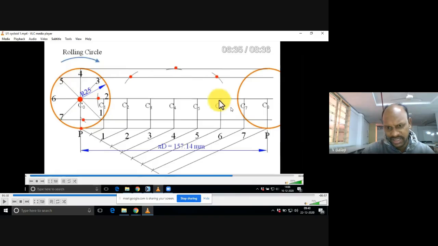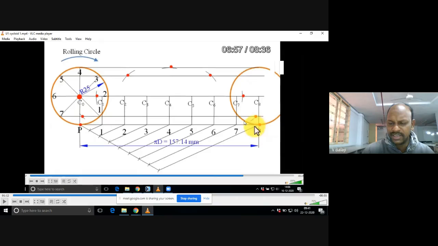Similarly, to the right hand side also, C5 is the center. Again 3, 5 is the common line. So 5 is also along the 3, 5 line only, right? So C5, fifth line. C6, sixth line. C7, seventh line. By doing so, you end up with C7, and your starting point is P, and the end point is also here, one more end point. So we have generated 7 generating points.